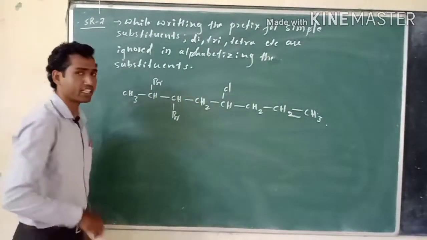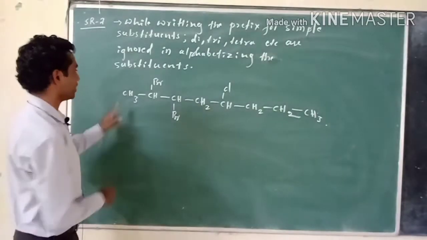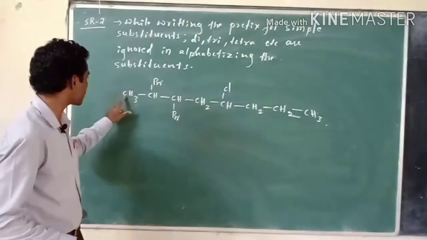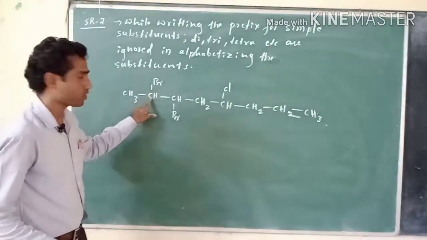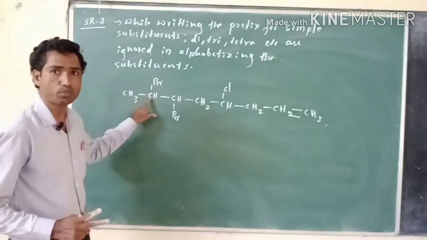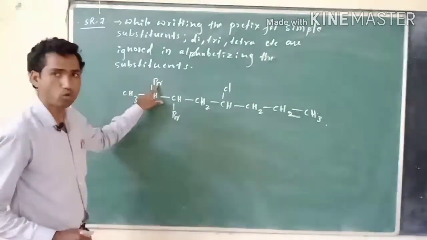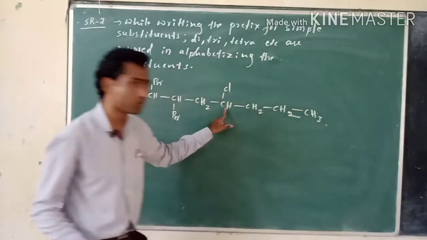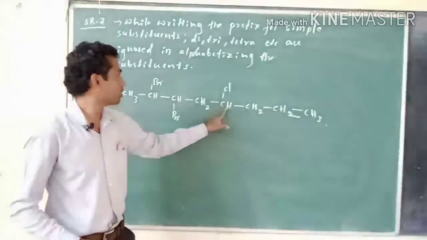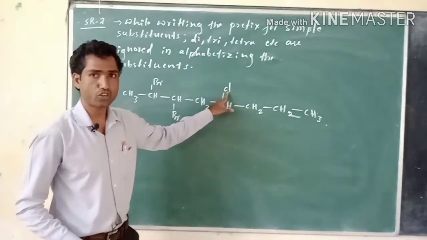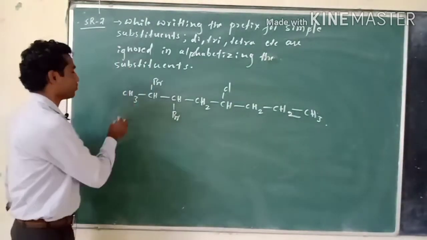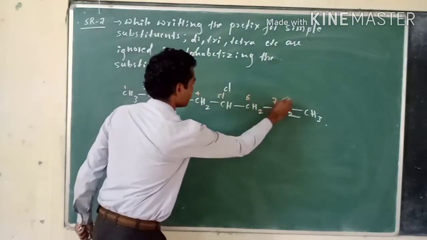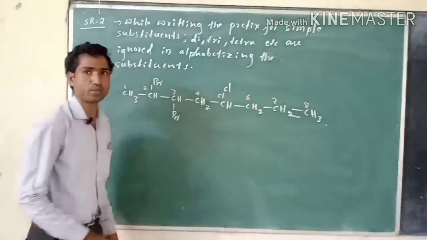So the next rule is to number the longest carbon chain in such a way that the least number is given to the carbon bearing the substituent. If I start numbering from this carbon, it will get the second carbon, number 2, bearing the substituent bromo. If I start from this carbon, 1, 2, 3, the fourth carbon will get the fourth position bearing the substituent chloro. Therefore this is the correct way of numbering the molecule.